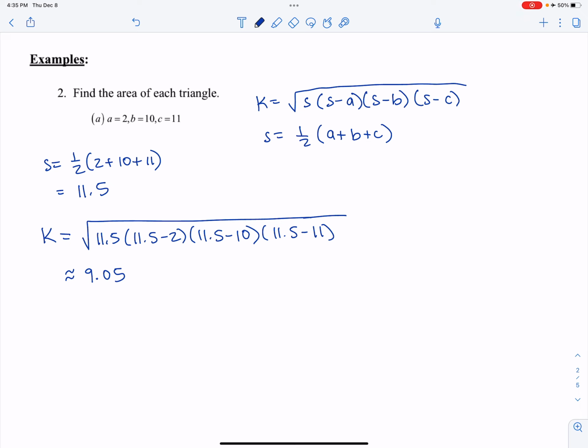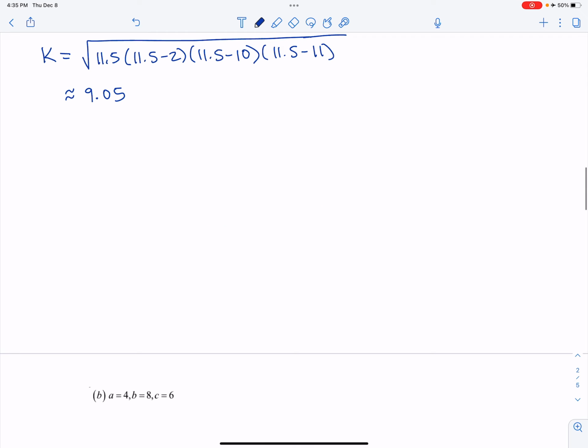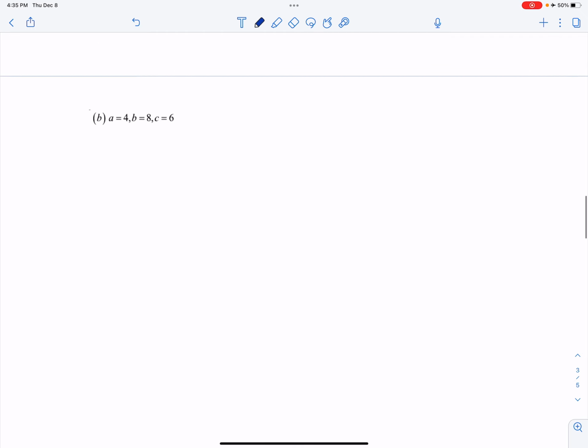So if you have a triangle and those are the lengths of the sides, this is going to be the area it takes. Maybe you have a triangle farm and you want to know how much area you have to plant your corn.